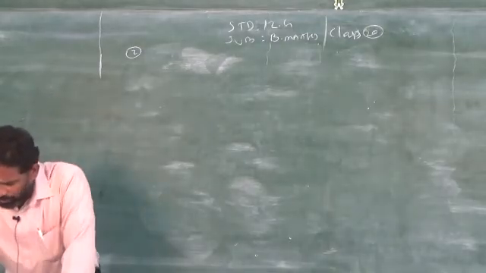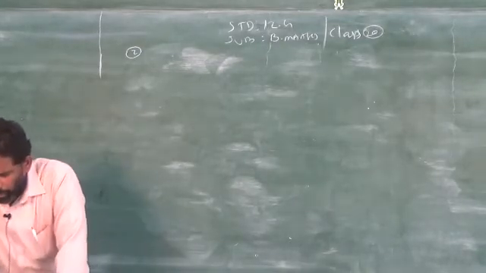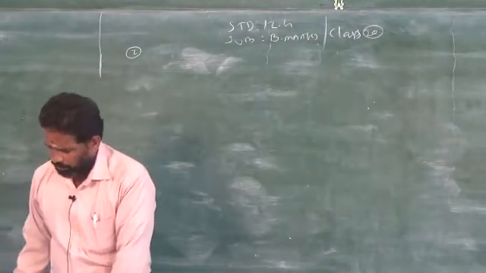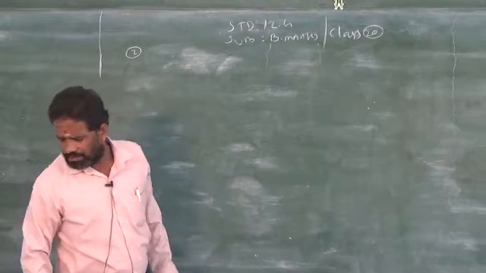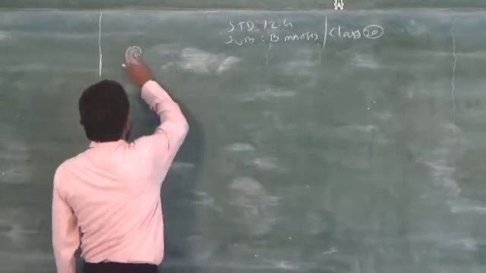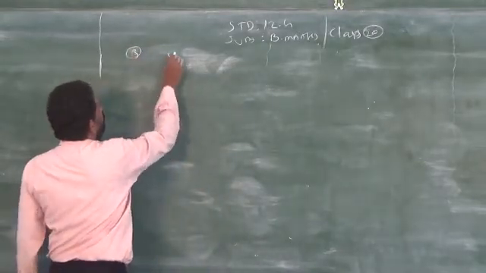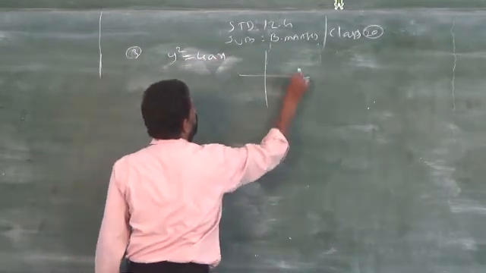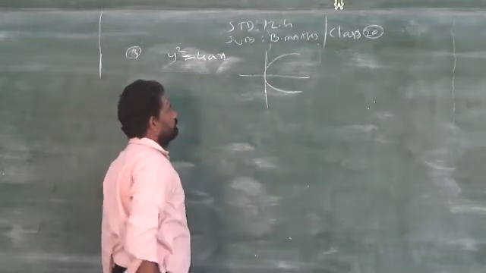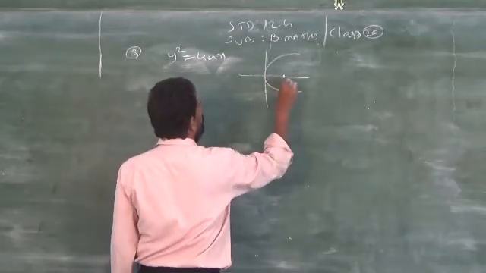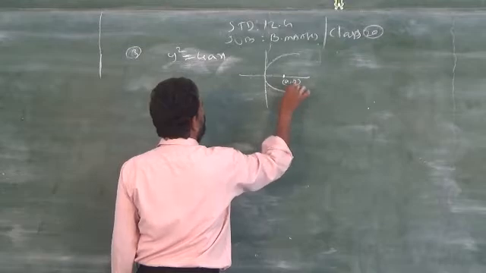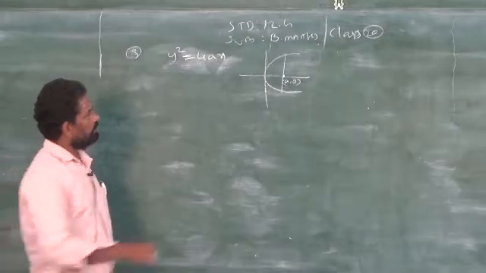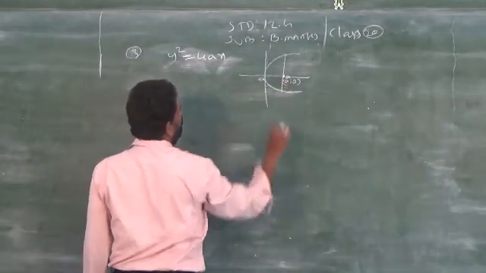So, now question number 3: calculate the area bounded by the parabola y square is equal to 4ax and its latus rectum. So, question number 3, y square is equal to 4ax. You studied already in the lower classes, that is 0 to a, this is the focus, and the latus rectum passes over this one. So, what is the limit? 0 to a, latus rectum.